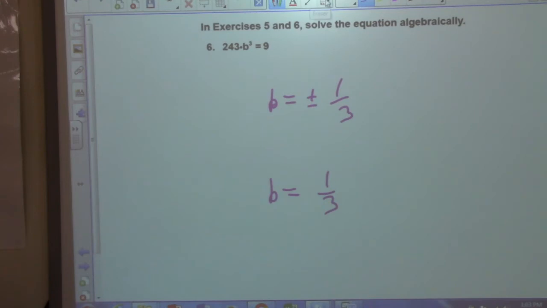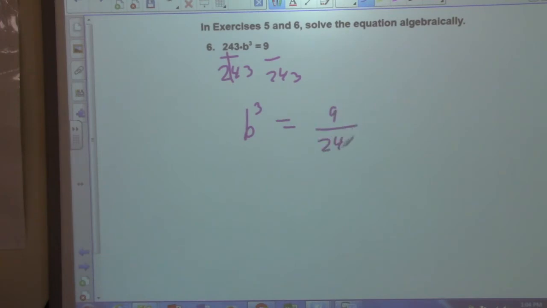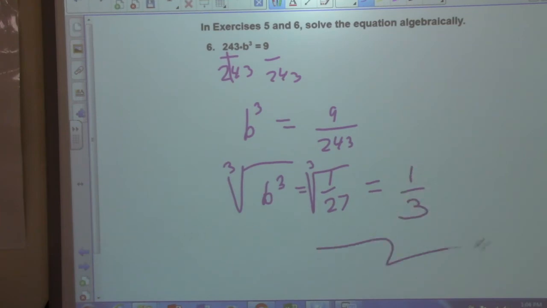Let me show you without a calculator, kind of, because this is one that you could conceivably do without a calculator. So if you divide by 243, we get B cubed is equal to 9 over 243. And what's 9 over 243? Well, it's 1/27. So now if you take the cube root of both sides, you get 1/3, since the cube root of 1 is 1 and the cube root of 27 is 3. So that's going to be our answer there, right? All right, thank you, Carmen.